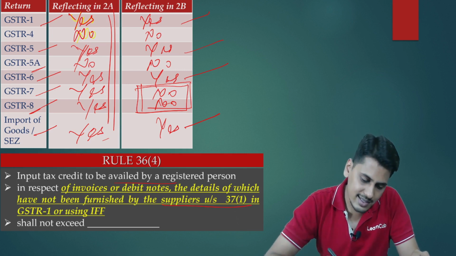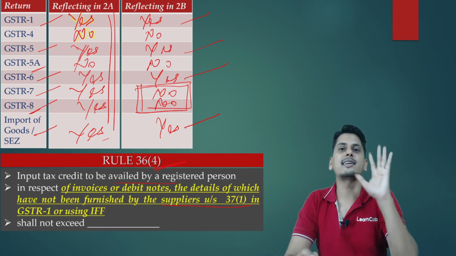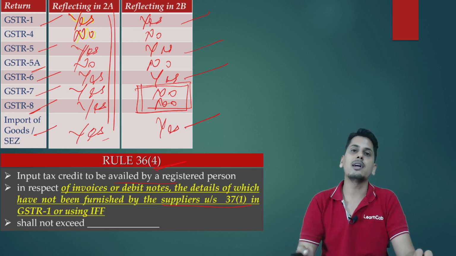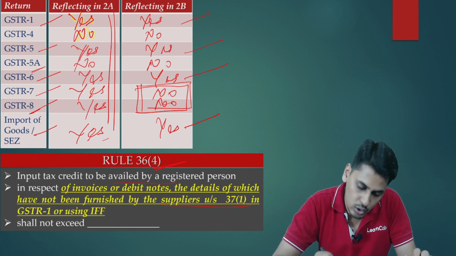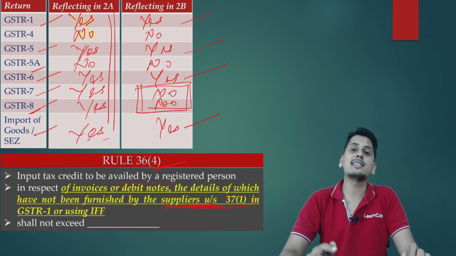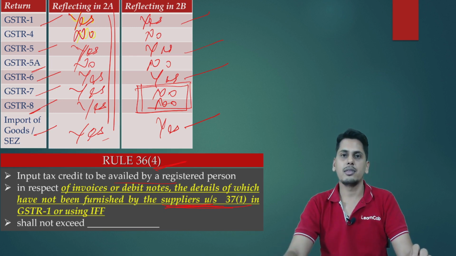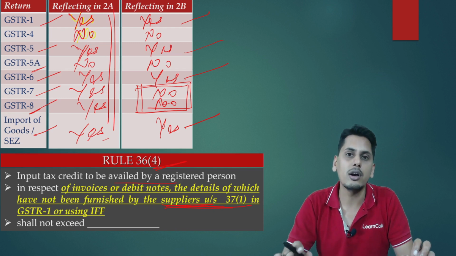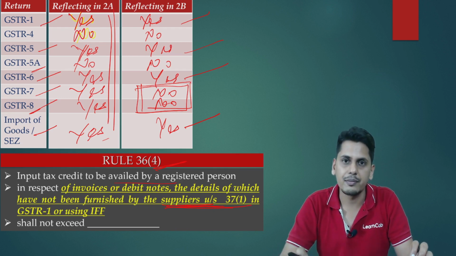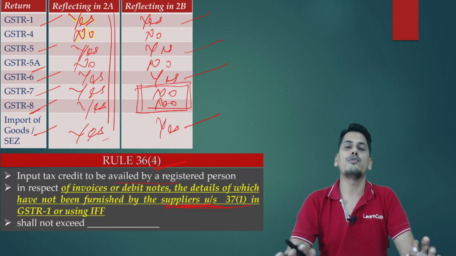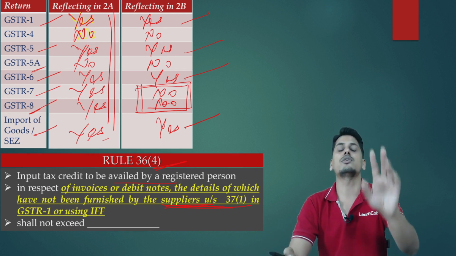Friends, 36 sub rule 4 is not restricting me, because the applicability of 36 sub rule 4 is only in those cases where the suppliers have not filed GSTR-1 or IFF. It is not talking about GSTR-5. So friends, 36 sub rule 4 would not apply on those items the source of which is GSTR-5.